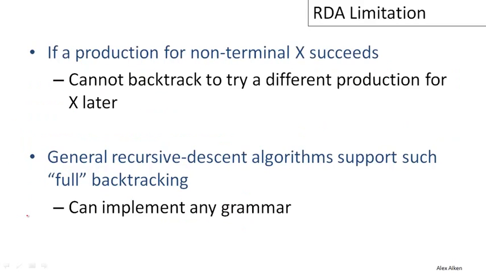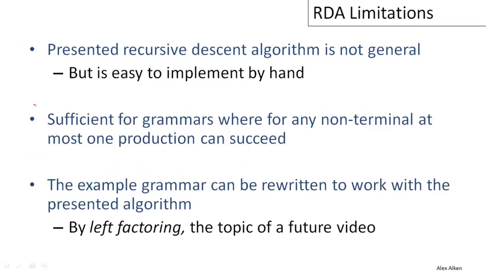So the problem is that if a production for non-terminal X succeeds, there's no way to backtrack to try a different production for X later. So once the function for X has returned, we're really committed to that production. Now that means that the particular recursive descent algorithm that I showed in the last video is not completely general. And recursive descent is a general technique. There are algorithms for recursive descent parsing that can parse any grammar, that can implement the full language of any grammar, and they have more sophisticated backtracking than what I showed in the algorithm that I presented last time.